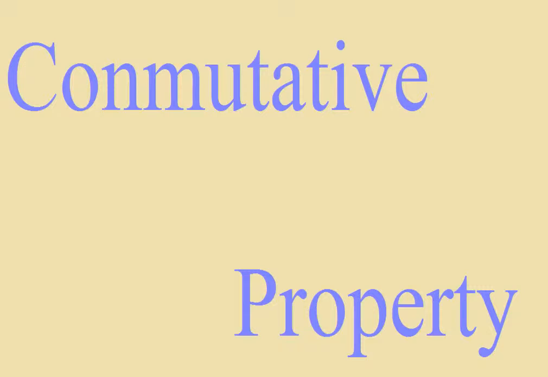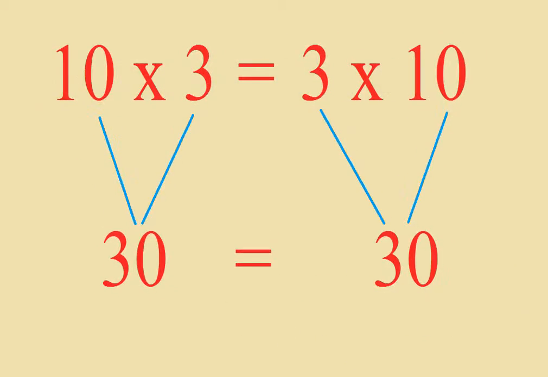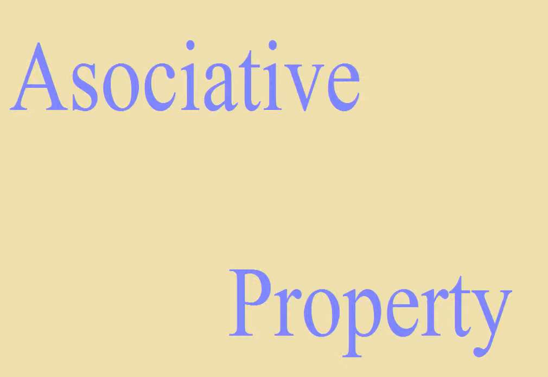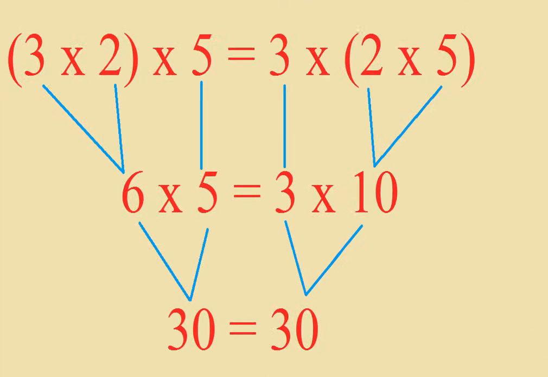One of them is the commutative property, which means that the order of the factors doesn't vary the product. Let's look at an example of the commutative property. The other property is the associative. The way of grouping the factors doesn't vary the result of the multiplication. Let's see an example of the associative property of multiplication.